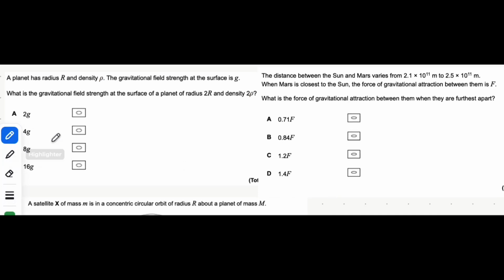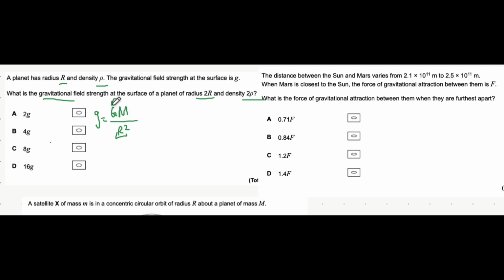It's given you a radius r and a density rho. It's asked you to find the gravitational field strength when the radius is doubled and the density is doubled. So first of all, in terms of planets, we know that's the radial field, so we use this specific equation for gravitational field strength. Now, a change in radius will affect the denominator here, but how does a change in density affect each of these variables?